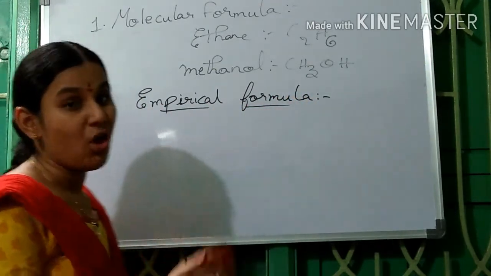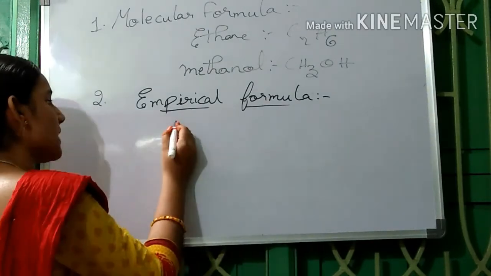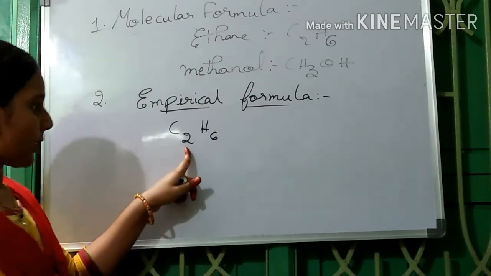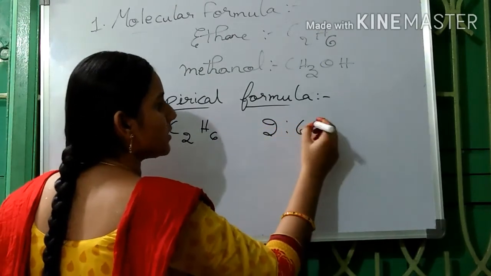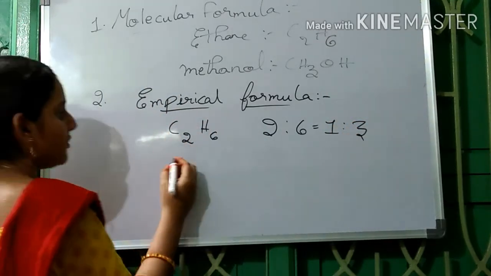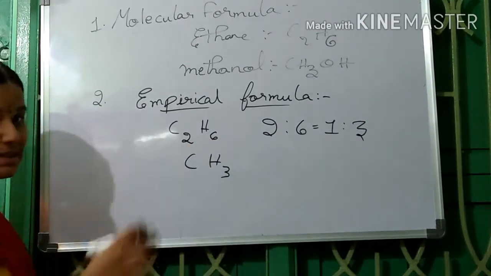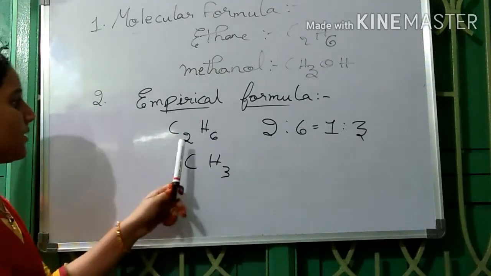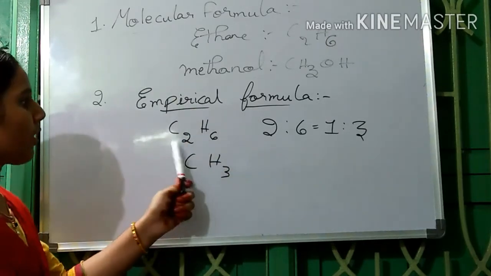This gives the ratio of the atoms present in the molecule. Let us take the example of ethane, C2H6. Here the ratio of the number of carbon atoms to hydrogen atoms is 2:6. That is 1:3. So the empirical formula of ethane would be CH3. This gives the simplest ratio of the number of atoms present in a compound. 2:6, the simplest ratio would be 1:3. This is the empirical formula of ethane.